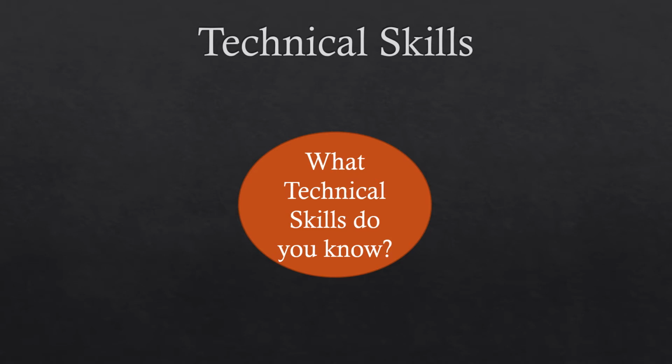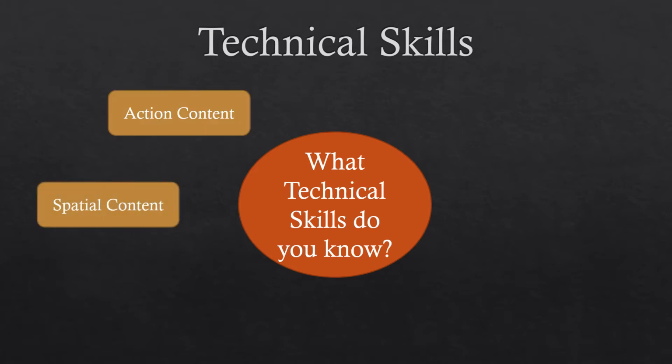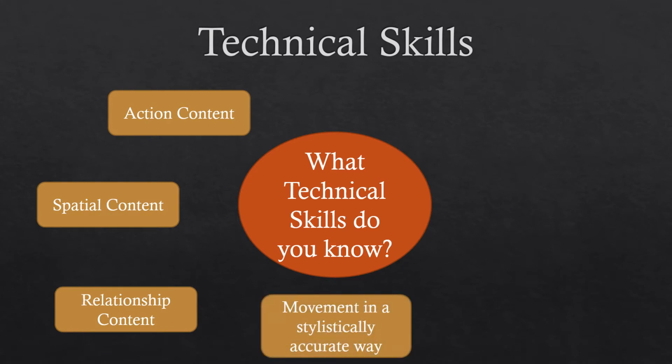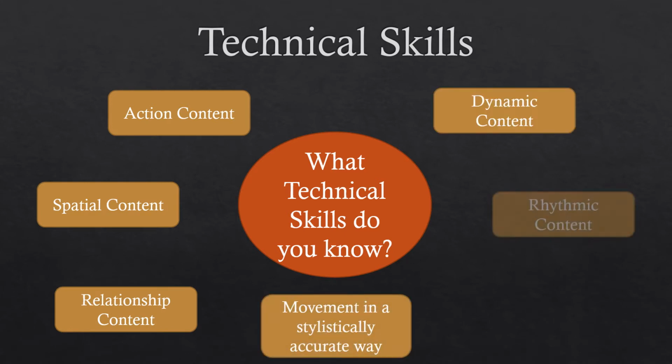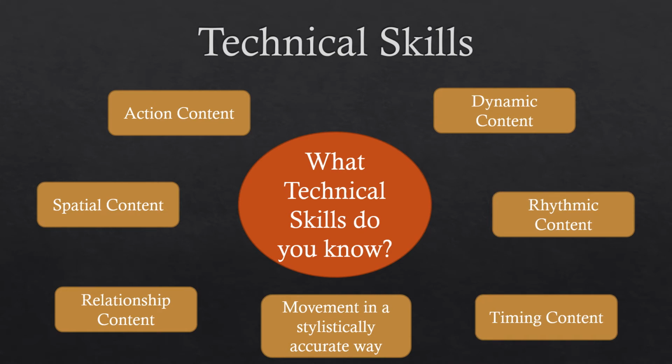So technical skills, remember we have to know all 7, so test yourself now, have a think, can you recall all 7 technical skills? So we have action content, spatial content, relationship content, movement in a stylistically accurate way, dynamic content, rhythmic content, and timing content. So we've done the majority of them. This last video is to get our head around movement in a stylistically accurate way.